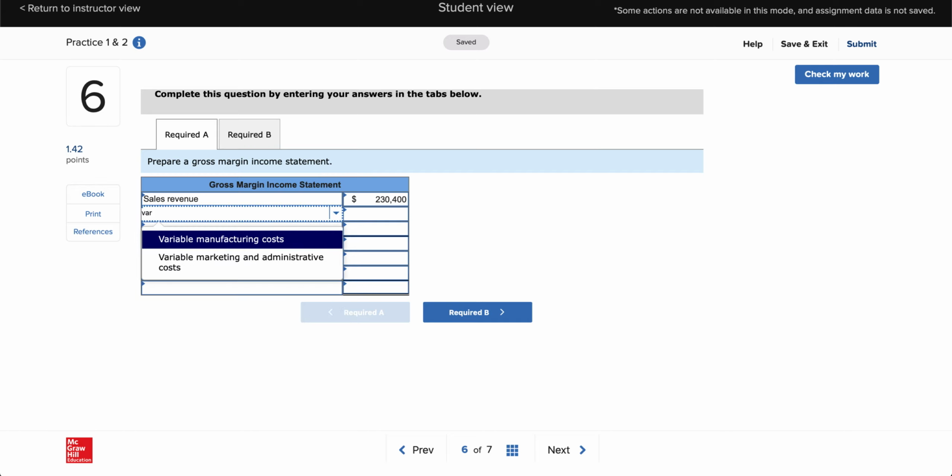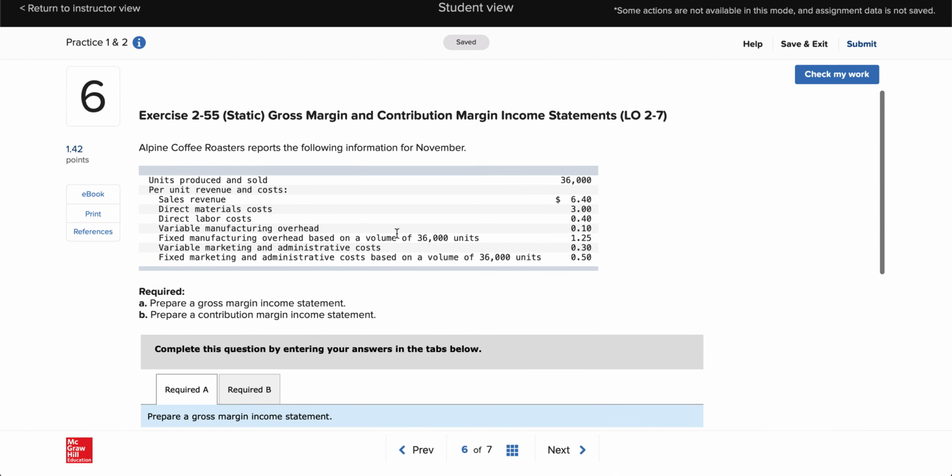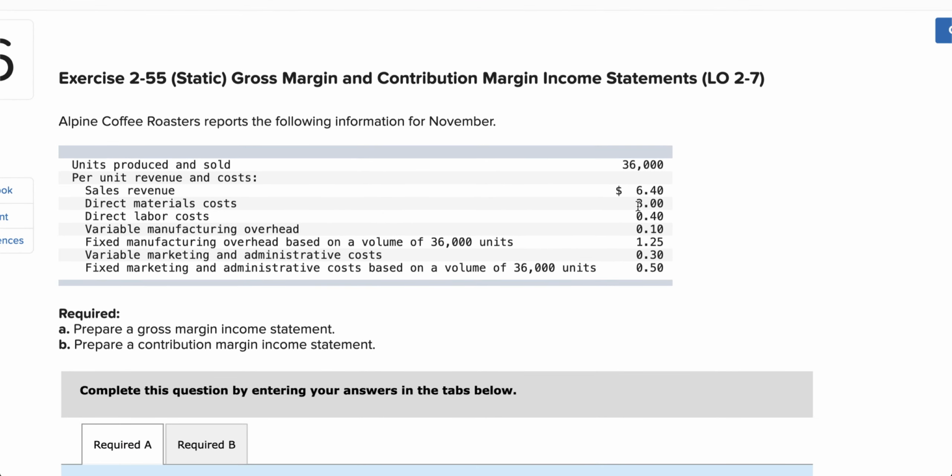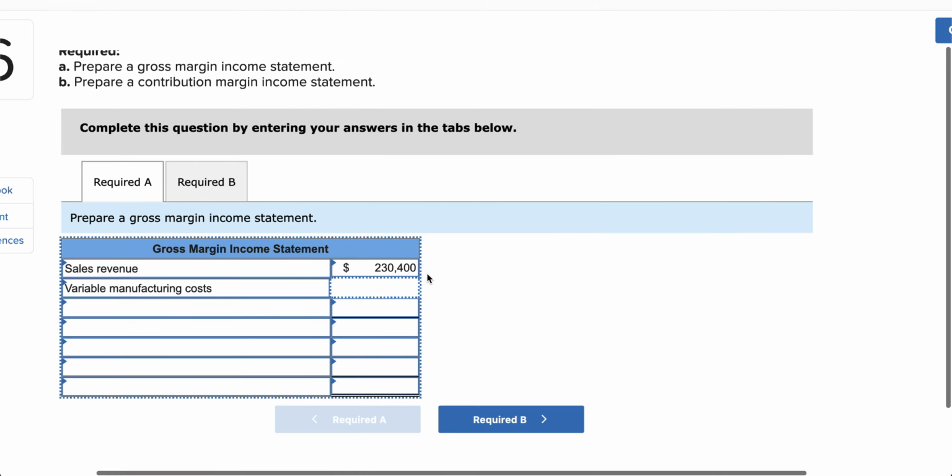So we're looking at variable manufacturing cost, and they tell us that we have $3 in material cost, 40 cents in labor, and 10 cents per unit in variable manufacturing cost. And again, this is just the variable piece. So that's $3.50 times the 36,000 units. That gives us $126,000 in variable manufacturing costs.